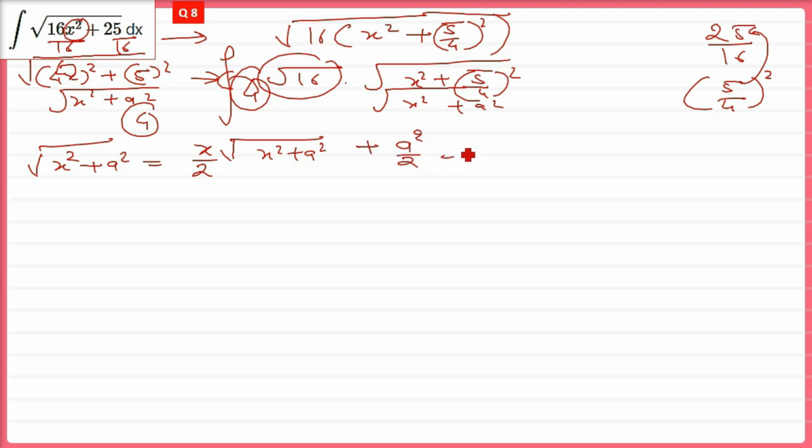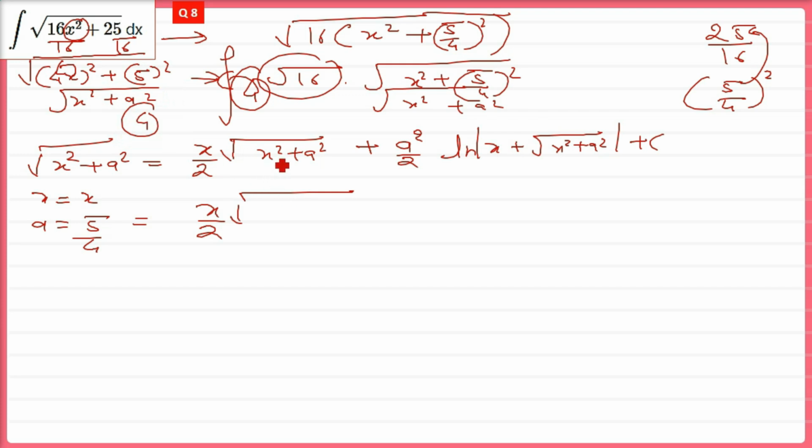Remember, this is not under root x square plus a square, it is the integration of under root a square plus x square, or x square plus a square, whichever way you call it. So x is equal to x, and a will be taken as 5 by 4. I am putting this in the formula of integration of under root x square plus a square dx.